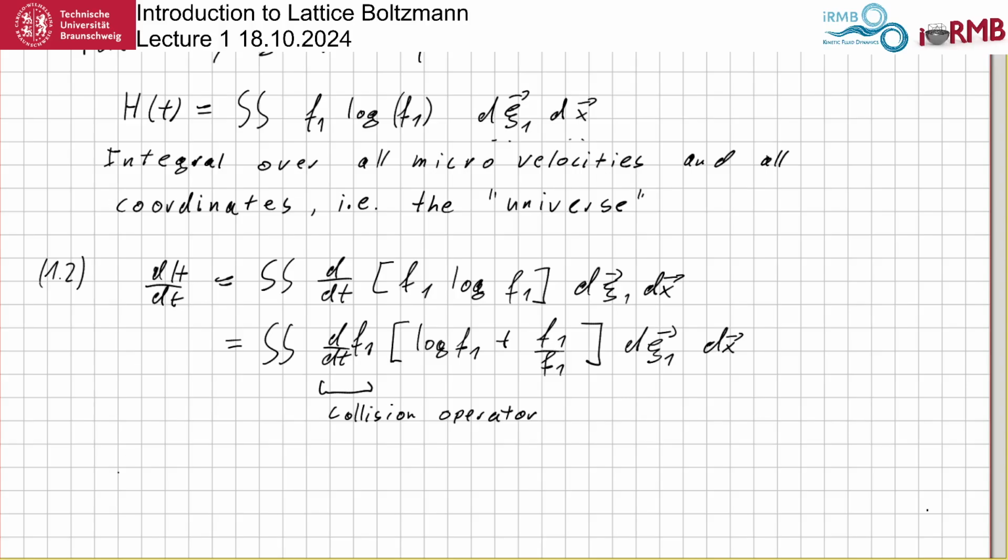And with this, there is the conclusion already. I just have to prove it. It is a theorem, not a theory. It's a theorem because we can prove it, otherwise it would be a theory. So the theorem is that this time derivative is smaller or equal to 0.